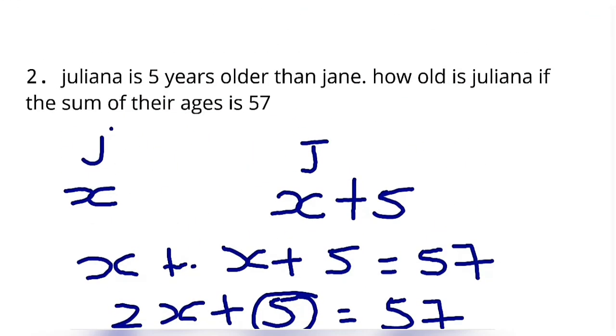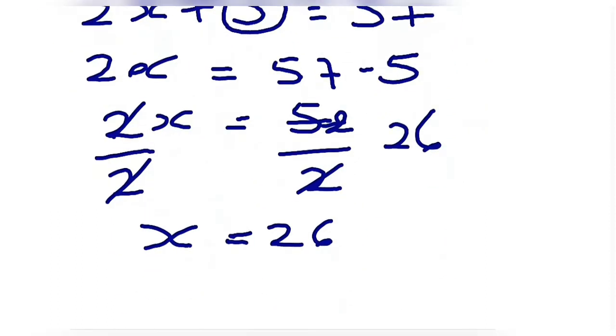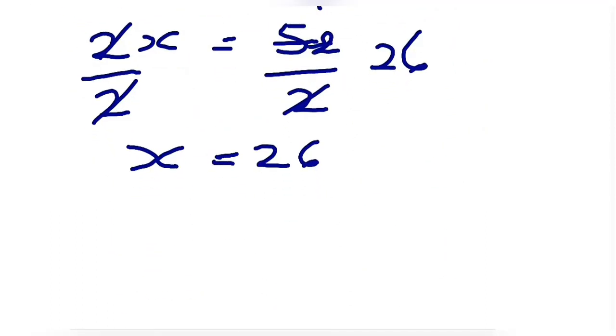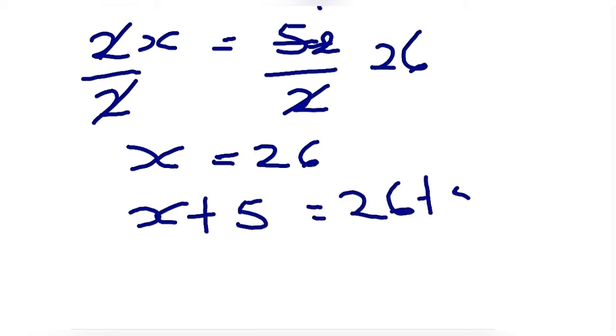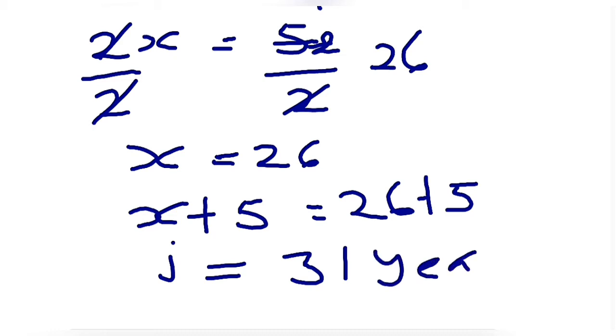The question was saying Juliana is 5 years older than Jane. How old is Juliana if the sum of their ages is 57? So they want the age of Juliana, not Jane. Remember that this 26 is for Jane, but Juliana is 5 years older. That means for Juliana, we are going to add 5 years. So we shall have x plus 5, which is the same as 26 plus 5, which is giving us 31. So Juliana is 31 years.